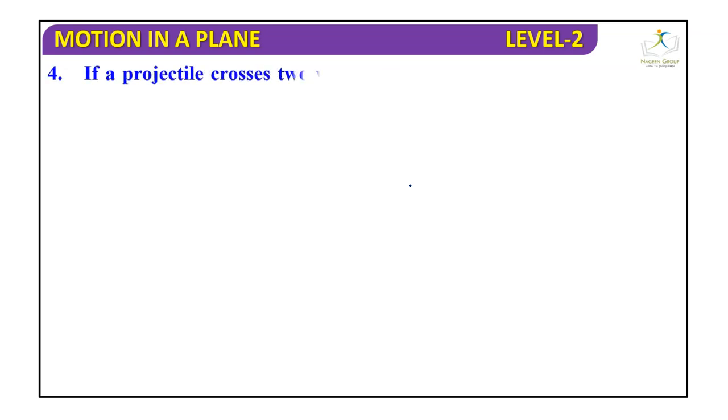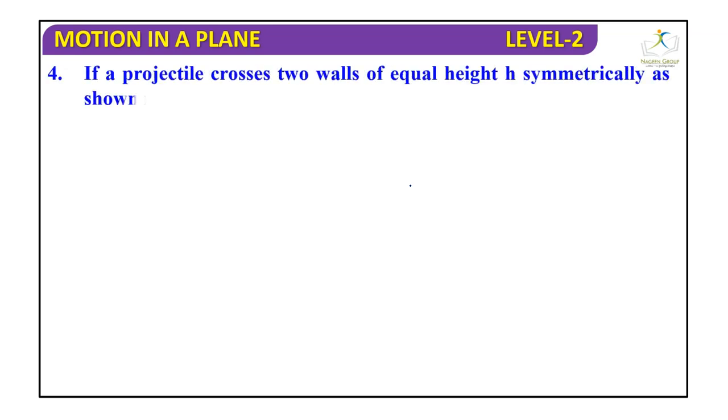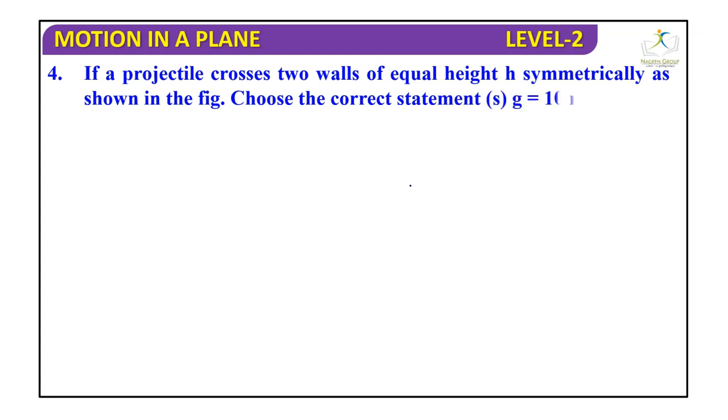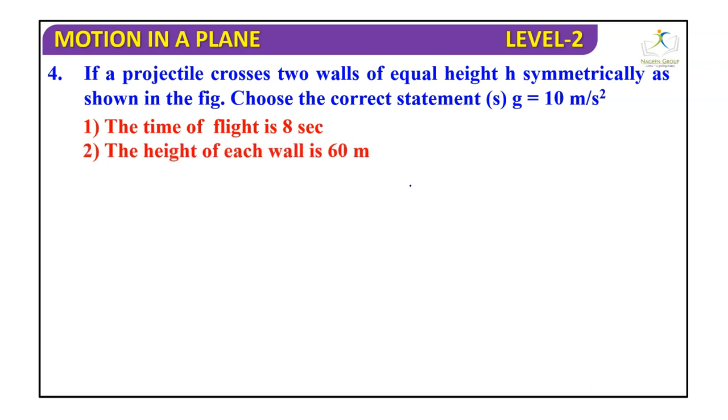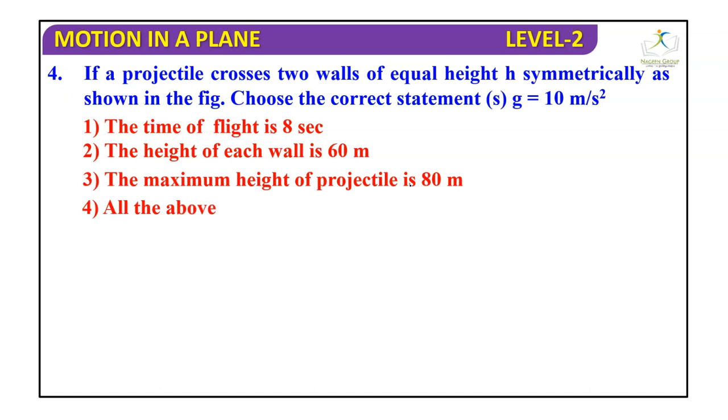Moving ahead, next question we have. A projectile crosses two walls of equal height h symmetrically as shown in this diagram. Choose the correct statement, and the given factor is g equals 10 meter per second square. The time of flight is 8 seconds. The height of each wall is 60 meter. The maximum height of projectile is 80 meter.